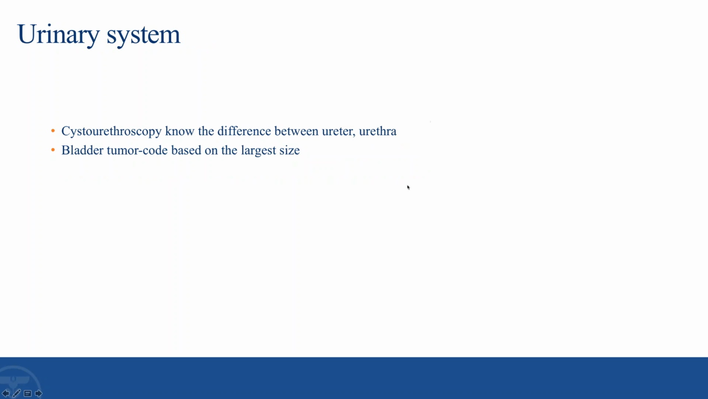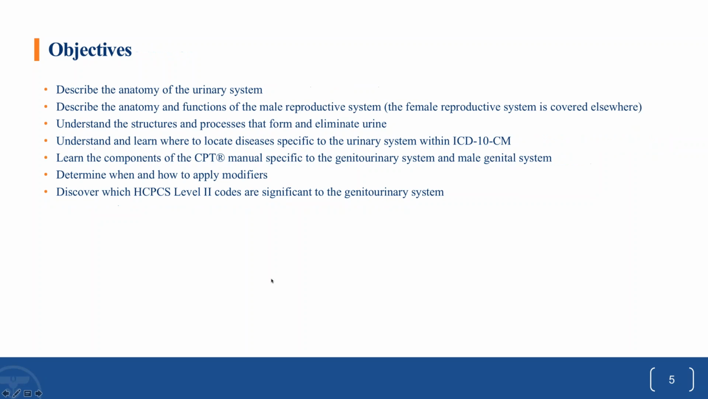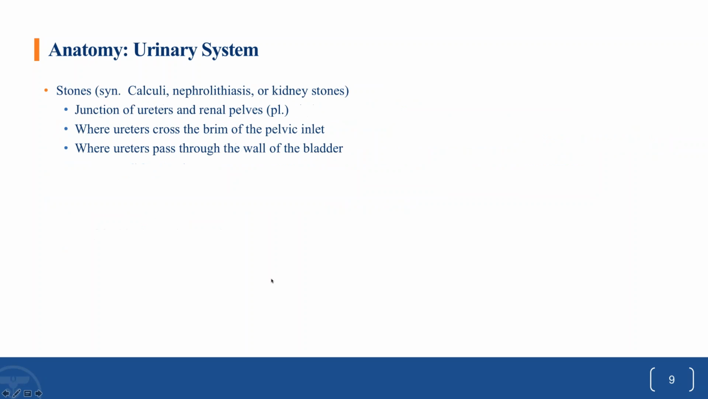Why do they have urinary? Well, we already got these two, cystourethroscopy. It says know the difference between ureters and urethra. Okay, well, you know the ureters are the tubes that the urine travels through, and the urethra is going to be the outlet. And we already know about the bladder tumor code size, right? If they have multiple, the code is based on the largest size. So that will be already illustrated for you in your scenario. You don't have to worry about that. Okay, let's get in here. We already did urinary.